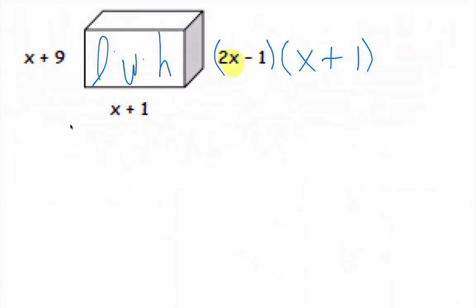All right, so first I'm going to multiply by 2x. That's going to give me 2x times x is 2x squared. Then I'm going to multiply 2x by 1. That's going to give me a positive 2x.